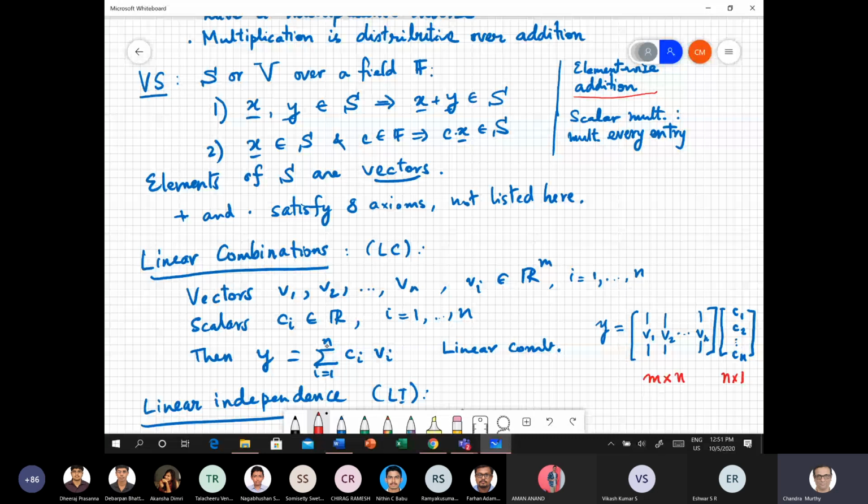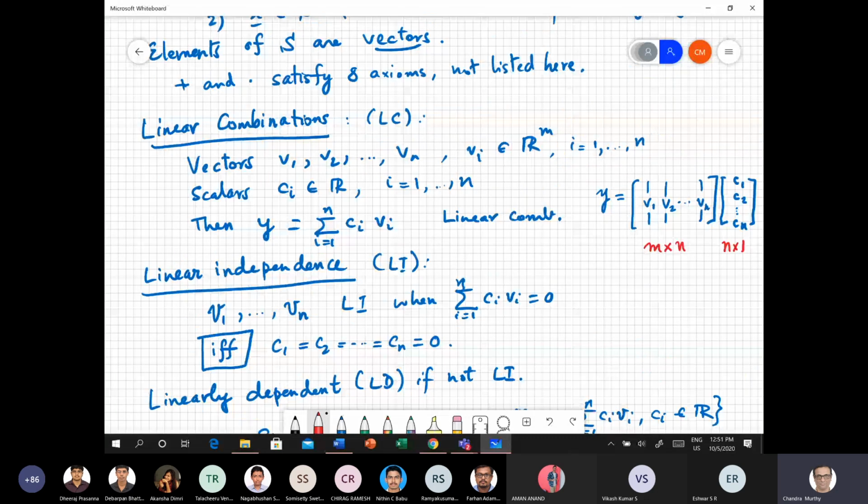The moment we define linear combinations, we can define linear independence. A set of vectors v1 through vn are linearly independent when the summation i equal to 1 to n of ci vi equals 0 if and only if c1 equals c2 equals and so on up to cn equals 0. It's important to take a minute and digest this definition. This is something you would have seen in your undergraduate course, but one important thing I want to point out here is the if and only if condition.